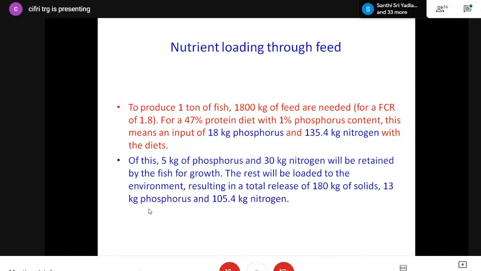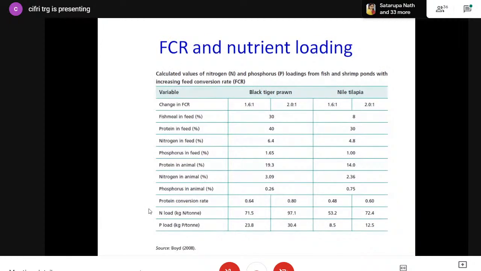Now suppose the FCR is not 1.8, but less than 1.8, say 1.6 or 1.2, what happens? We have seen that the higher the FCR, the protein retention rate, the protein conversion rate, is high. And if the FCR is less, then it is low. So the nitrogen load and phosphorus load will be less in case of a better FCR, and if the FCR is high, then it is more.